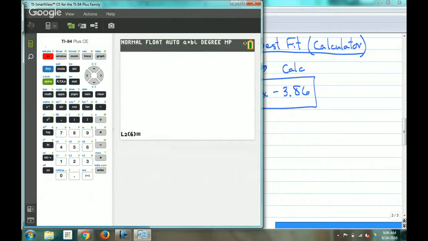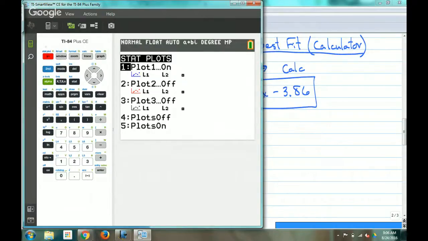Yeah, second y equals. Good job. That's right. Second y equals to get it to make sure that stat plot's still on. Now once I've set up one of them, and I've used list 1 and list 2 over and over, I don't have to go back and make it do that again.